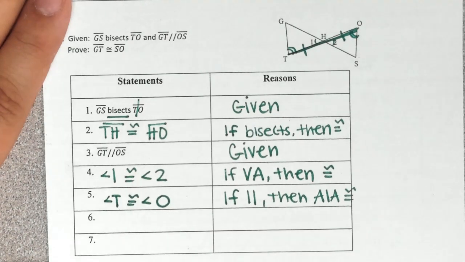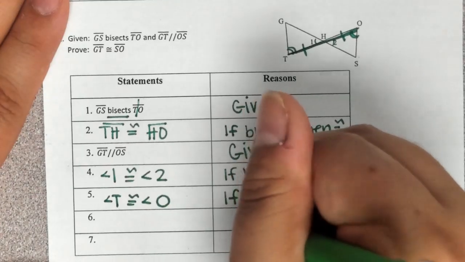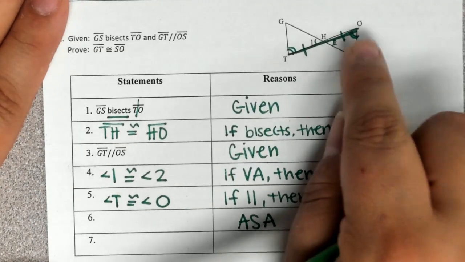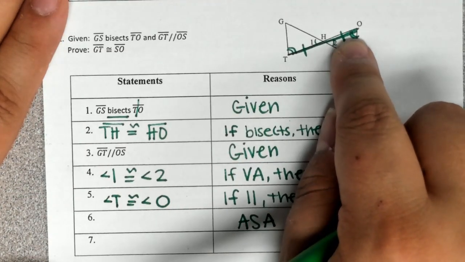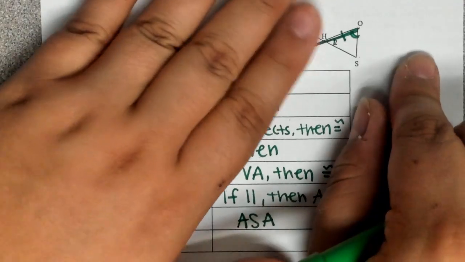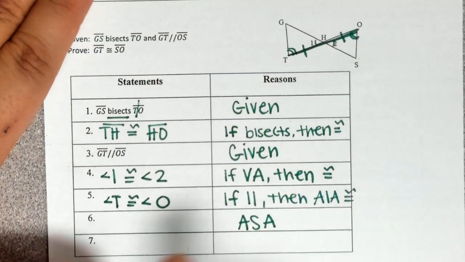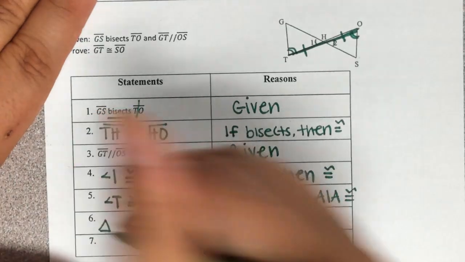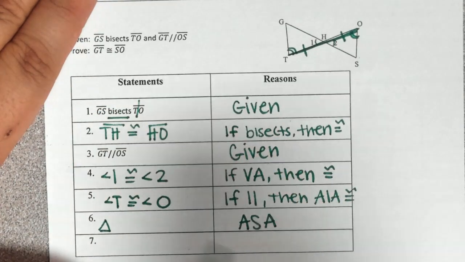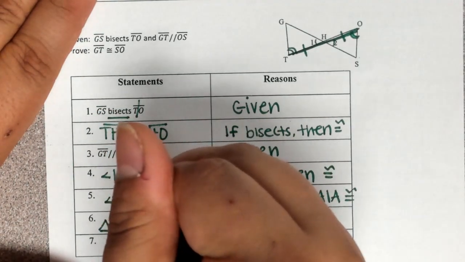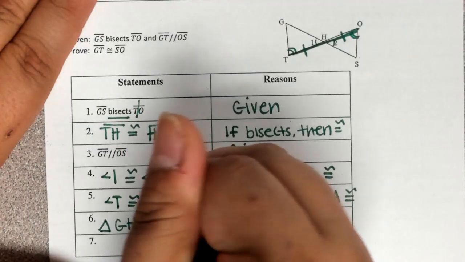What do I have? Say it again. Not SSA. ASA. I have 2 angles with the side in between. Do y'all agree with that? I have 2 angles and a side in between. So what's congruent here? Triangle GHT. And you could do this in any order.